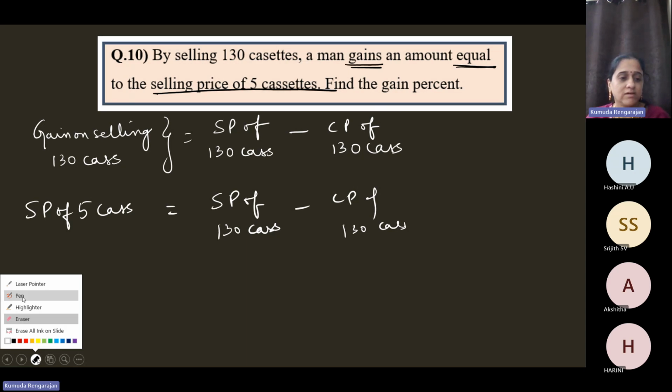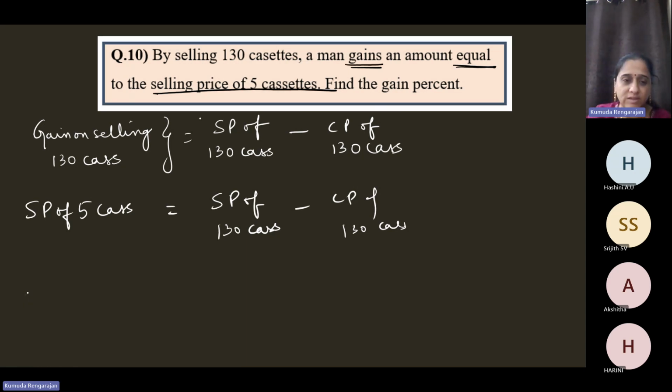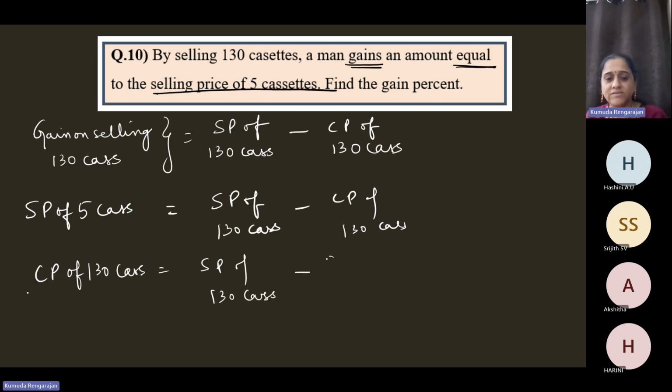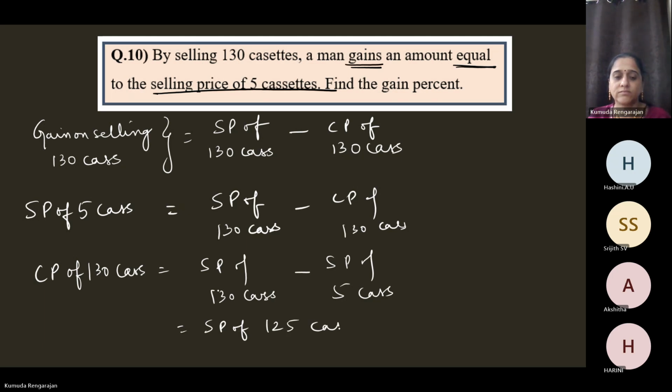Now I'm just bringing the like terms together. So I'll just take the CP on this side. So minus CP will become plus CP. CP of 130 cassettes is equal to SP of 130 cassettes minus SP of 5 cassettes. I'm just transposing. So minus CP will go that side as plus CP. So SP of 130 cassettes minus SP of 5 cassettes is SP of 125 cassettes, which is equal to CP of 130 cassettes.